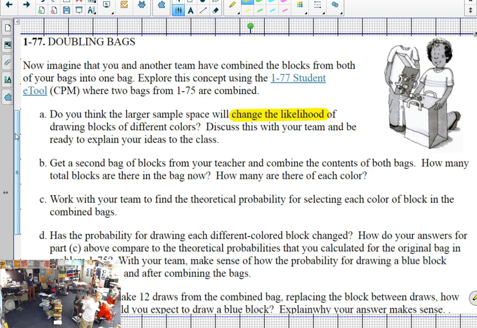On 177? Word predictions use theoretical probability for selecting each color block in a defined bag. So we're pretending like there's two of these. So remember our, what's on the bottom? Total. So what is your total when you have 2 bags? 48. And what's your total, say, blue?